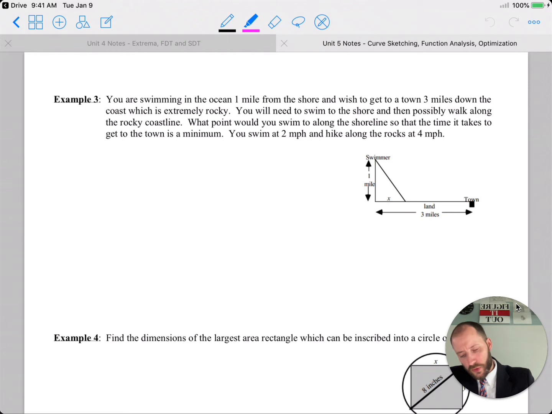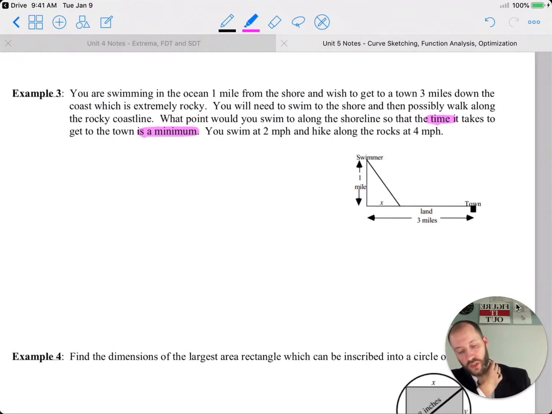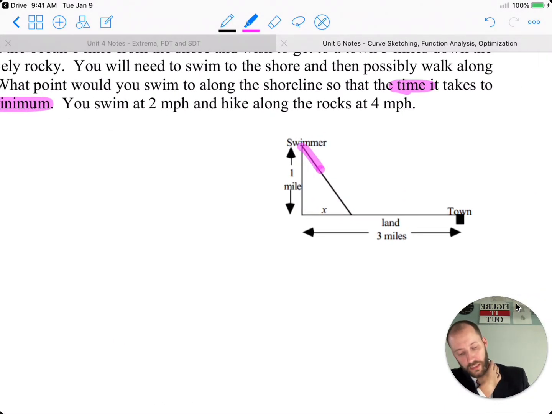What point along the shoreline should you swim to so that the time it takes to get to the town is a minimum? So our time. We want time to be a minimum, because are you gonna swim here and go there to the town, swim here, go to the town, what are you gonna do?